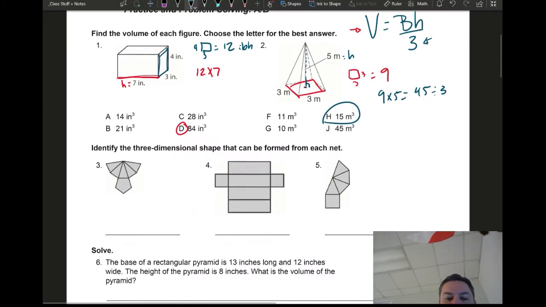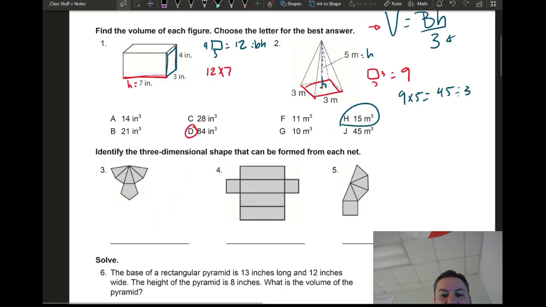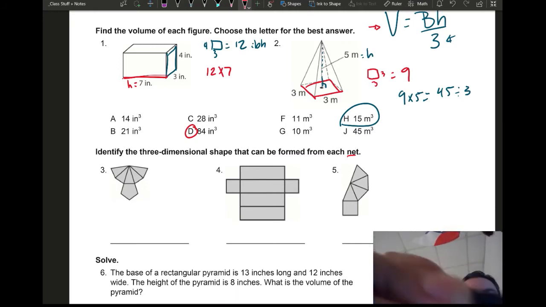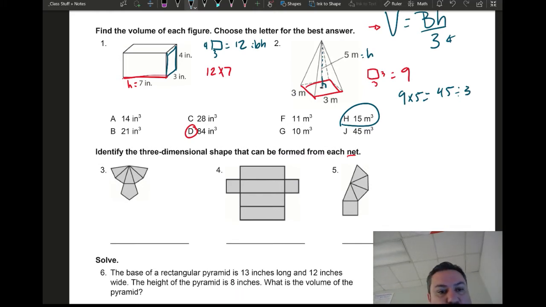Next one, 3, 4, and 5. We have to identify the shapes, and these are nets. These things are called nets. So when you have a pyramid or whatever, you open it, unfold it, this is the net. Okay? So by looking at this one, prisms have 2 bases, pyramids have 1 base. Yes, that is correct. By the way, the faces on the pyramids are always going to be triangles.